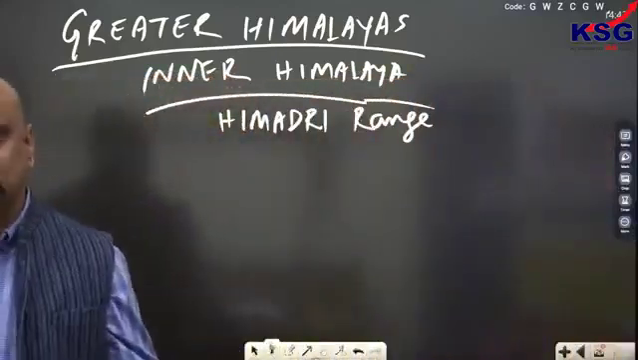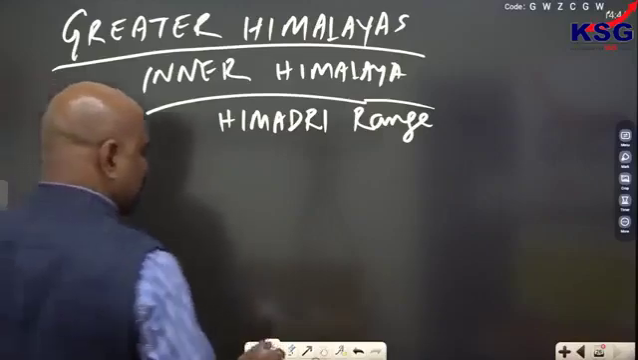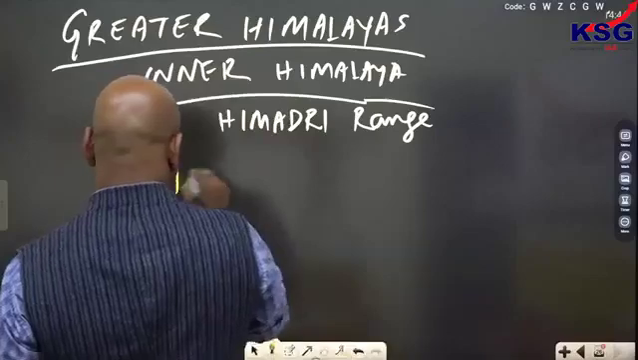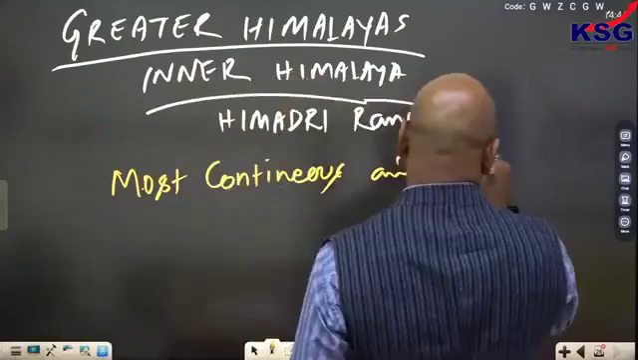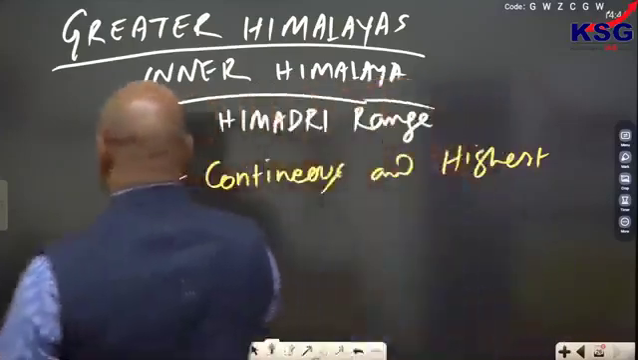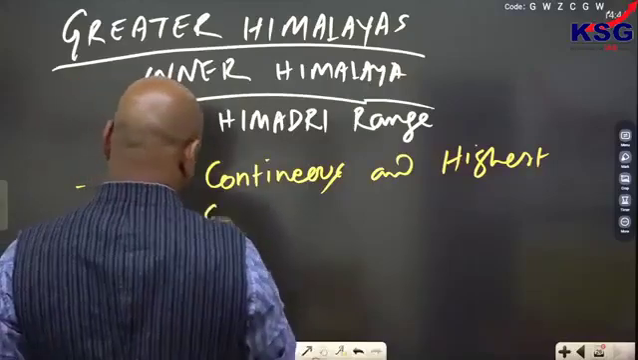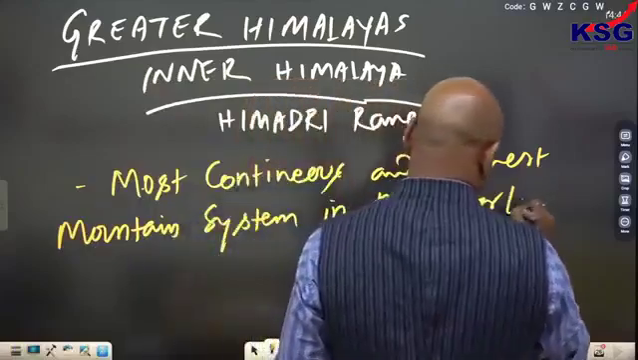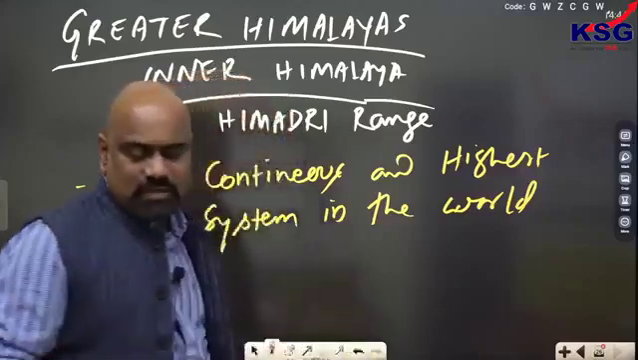Greater Himalaya, Inner Himalaya, Himadri range, the snowy mountain it is, and it has the highest peaks, the most continuous and highest mountain system in the world. Okay, most continuous and highest mountain system in the world.